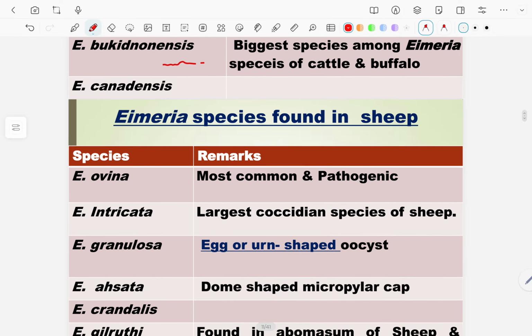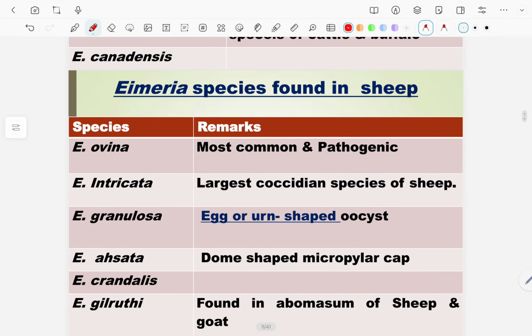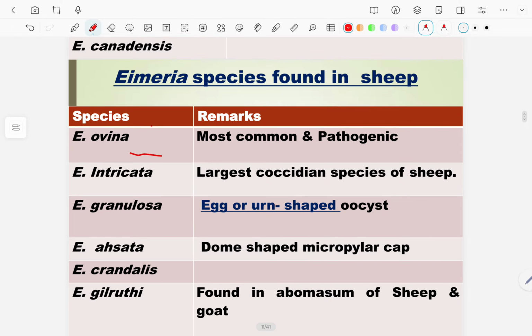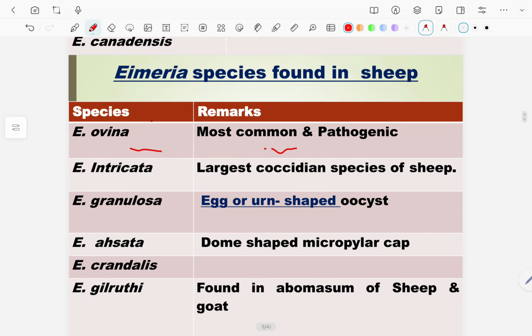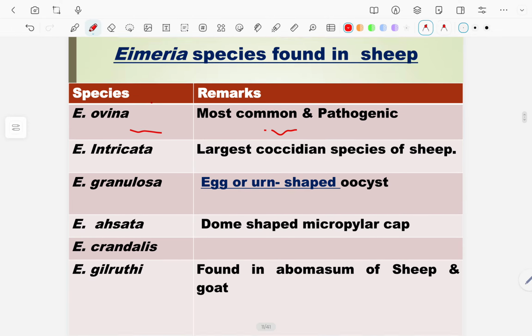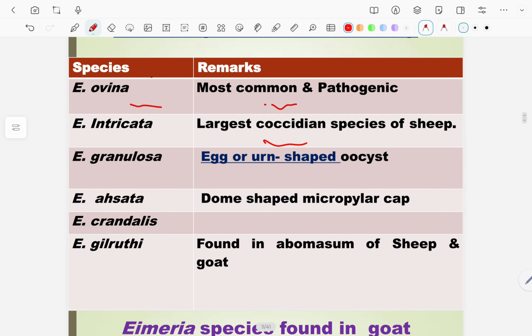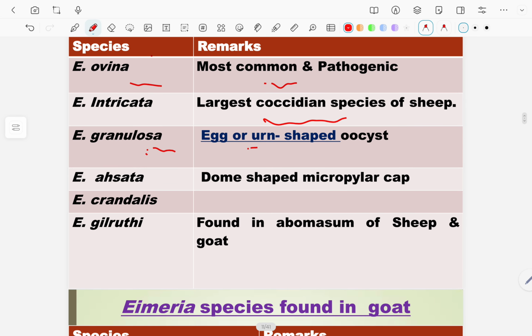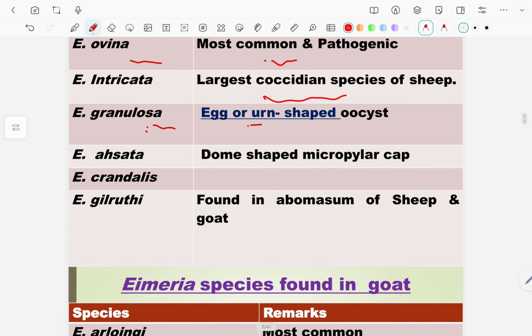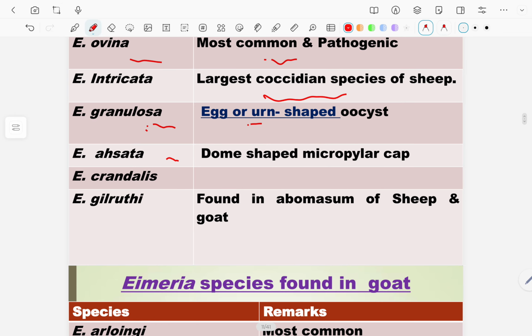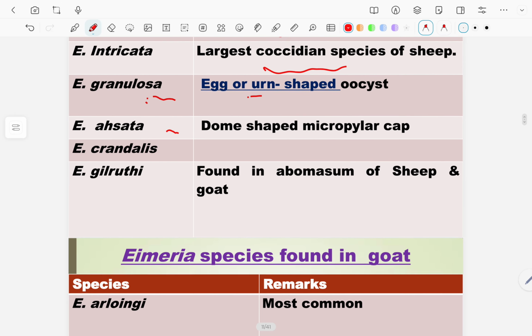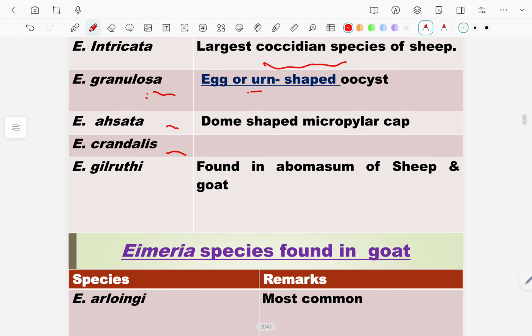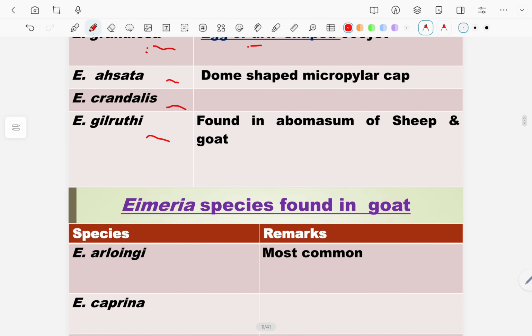Eimeria species found in sheep. Species and remark. E. ovina, most common and pathogenic. E. intricata, the largest coccidian species of sheep. E. granulosa, egg or urn-shaped oocyst. E. ahsata, dome-shaped micropylar cap. E. crandallis. E. gilruthi, found in abomasum of sheep and goat.